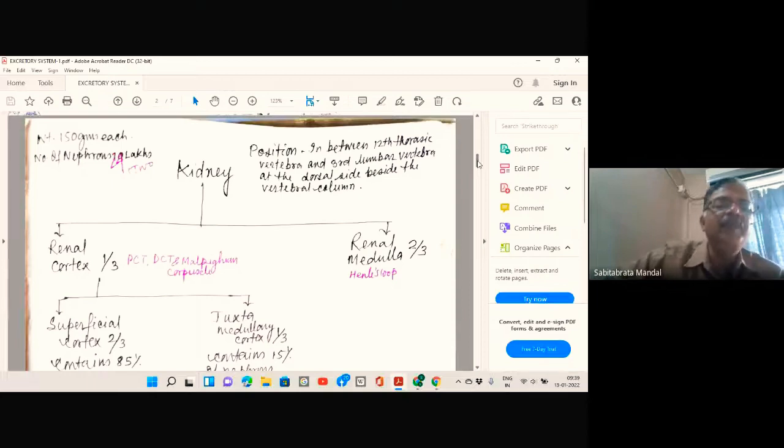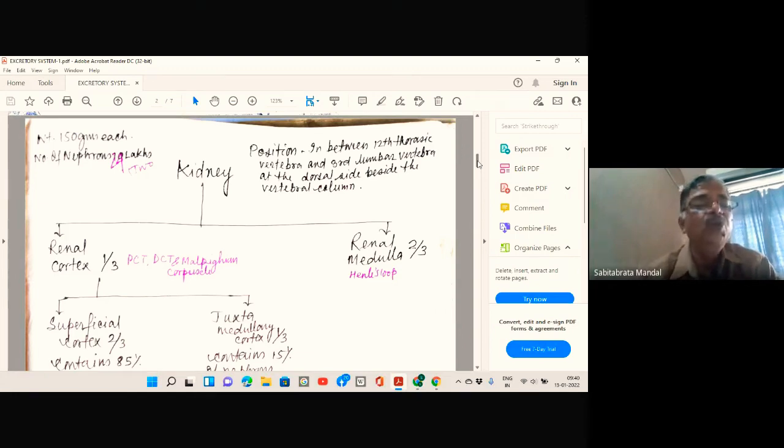...told yesterday in the PowerPoint, the same thing I'm repeating here, but in a chart form. So what I have done here, the kidney, the position. It is between the 12th thoracic vertebra and the third lumbar vertebra at the dorsal side beside the vertebral column. So position, this you have to remember, between the 12th thoracic vertebra and third lumbar vertebra at the dorsal side beside the vertebral column.